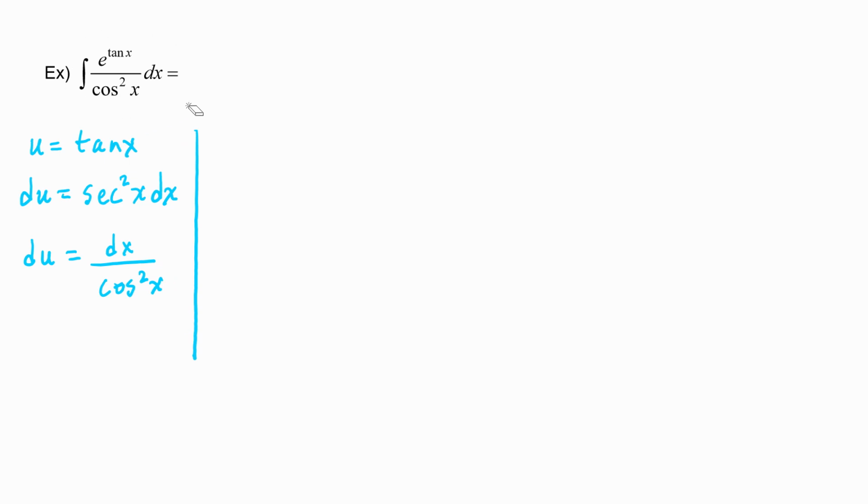All we need to do is reorganize our integral a little bit. We have the integral of e to the tangent x times dx over cosine squared of x. So all we did was reorganize. The e to the tangent of x is still there, the dx is still there, and the cosine squared of x is still there in the denominator.